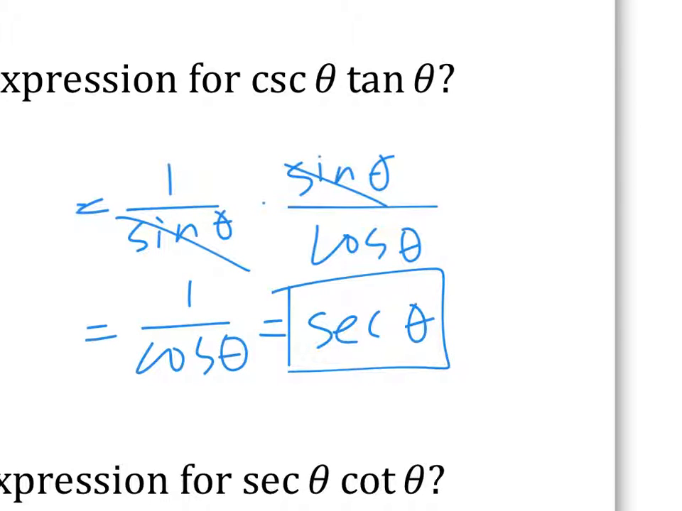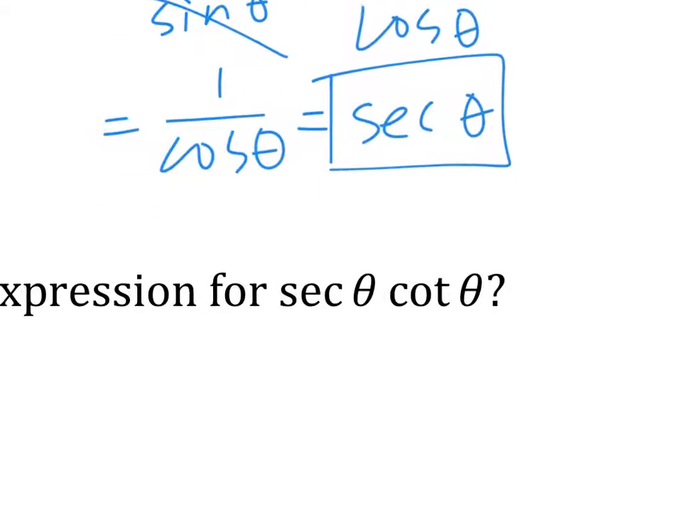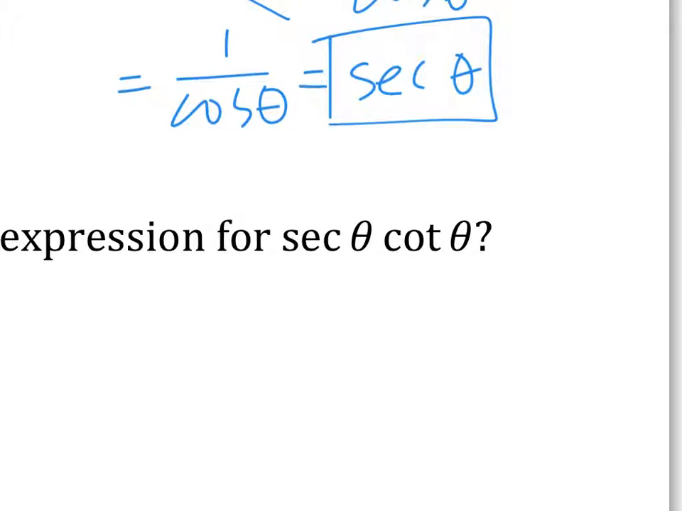Okay, so simplifying is actually really easy. You will almost always end up with a number or a trig function. So just one simple trig function. So let's have you guys try this next one. Okay, so this example, the answer is cosecant theta.